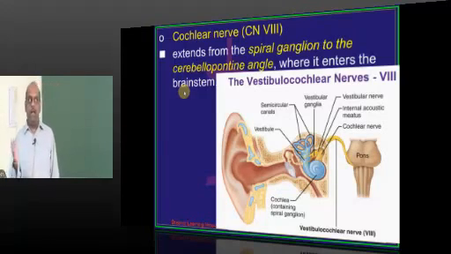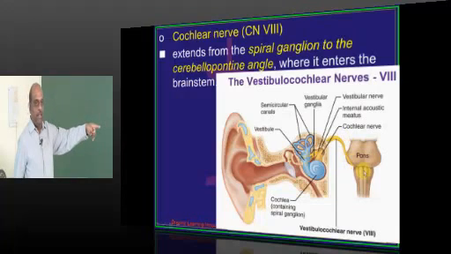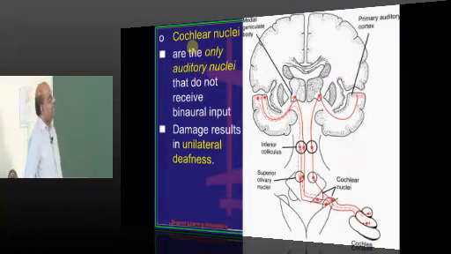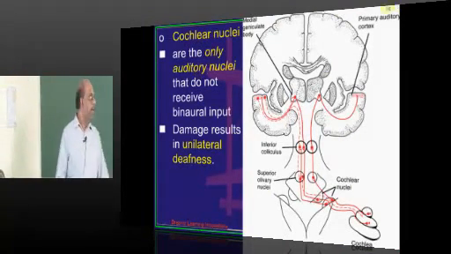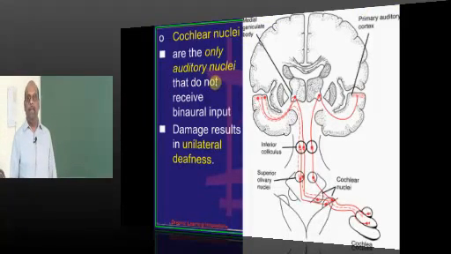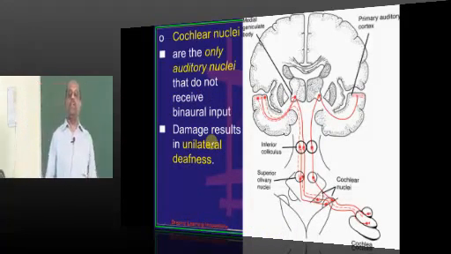So from where to where is the cochlear nerve extending? From the spiral ganglion to the cerebellopontine angle at the pontomedullary junction, where it enters the brainstem. Then what are cochlear nuclei? Typically they are the only auditory nuclei that do not receive binaural input in the entire neuraxis of the auditory system.